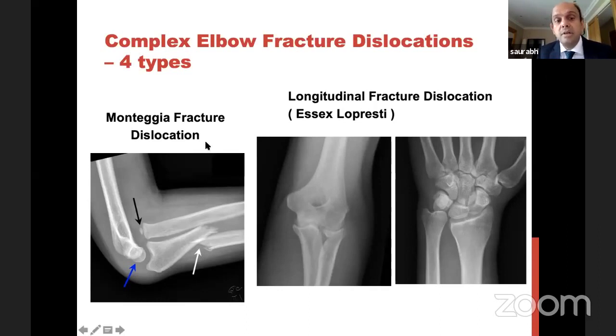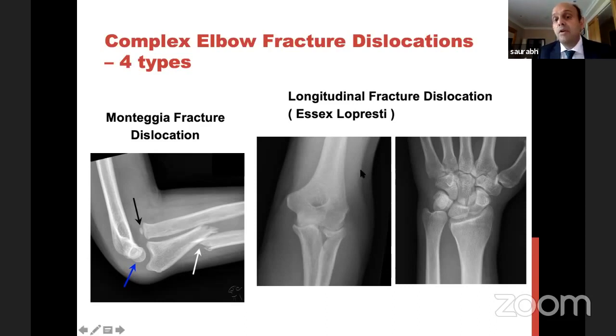So Monteggia fracture dislocation. Monteggia is, as we all know, a proximal ulnar fracture with a radial head dislocation. It can come out in any direction: anterior, posterior, lateral. We have the Bado classification for that. Now, because the radial head can come out in any direction, the relationship of the proximal radius to the proximal ulna, the PRUJ, proximal radioulnar joint, is disturbed.